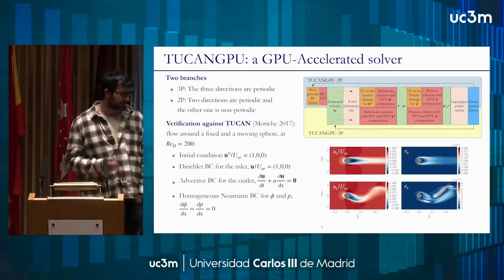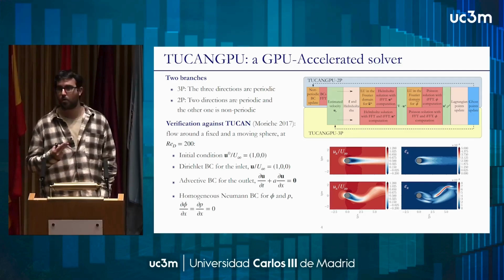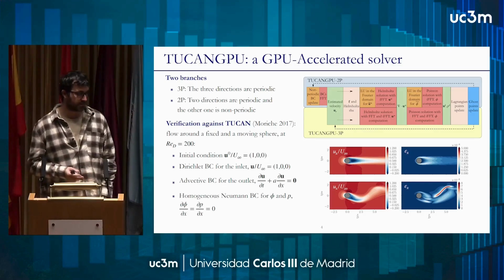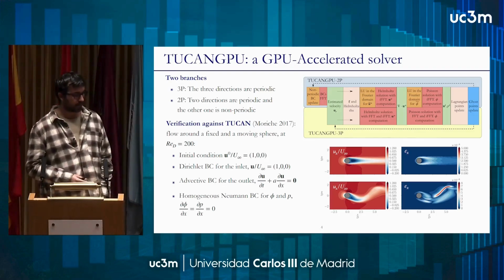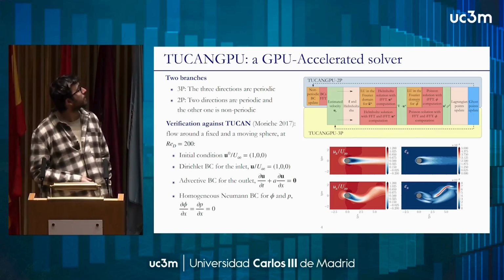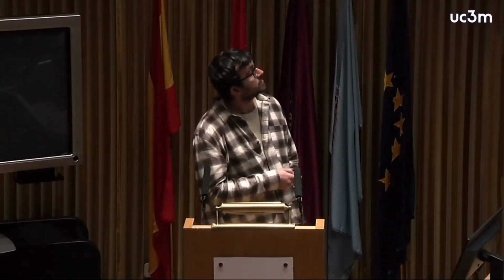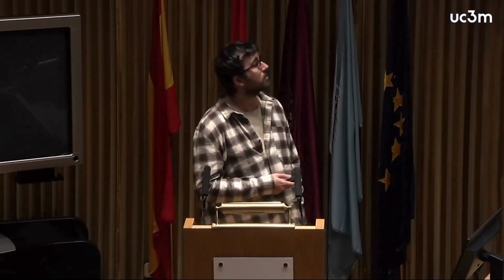Here, I'm showing some verification that we did with Toucan. Basically, we compare the two solvers. We select a case, which is the flow around a fixed and a moving sphere at Reynolds 200. We select some initial condition in the streamwise direction, Dirichlet boundary conditions for the inlet, advective for the outlet, and homogeneous Neumann boundary condition for the pressure. Here, I'm displaying some instantaneous results of streamwise velocity and the error of streamwise velocity.